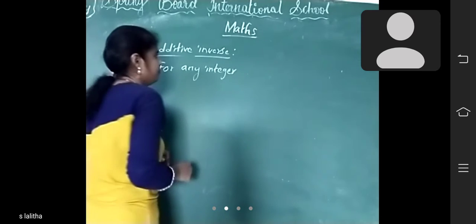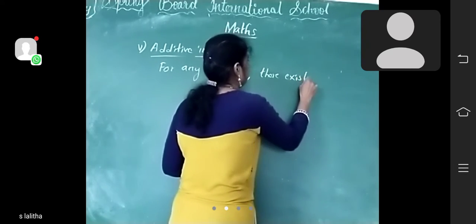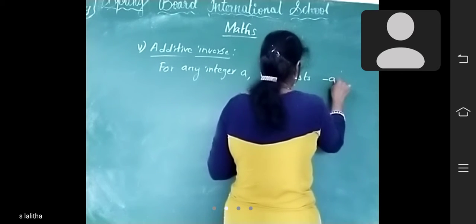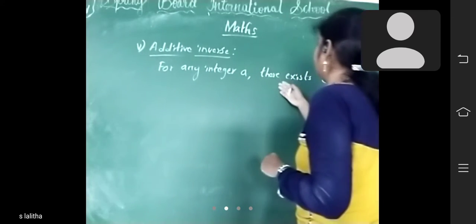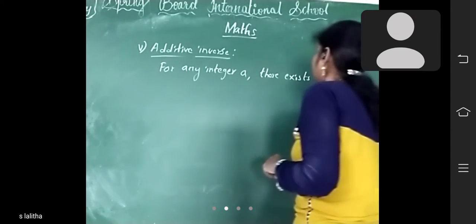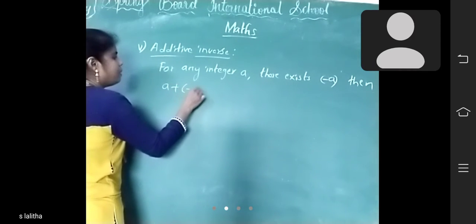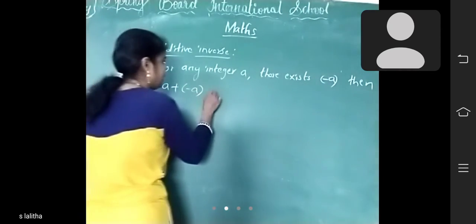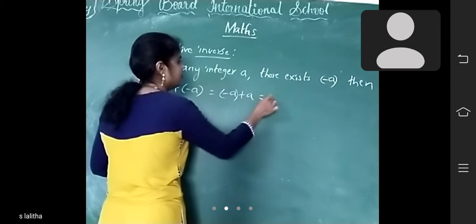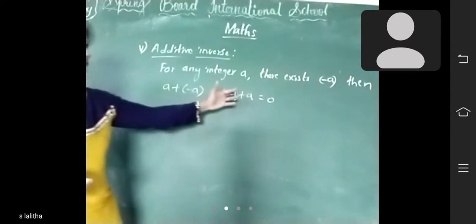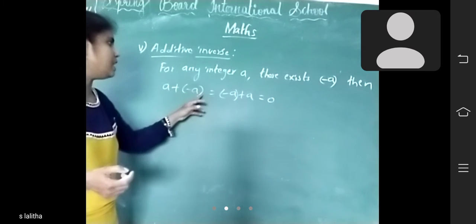Next property is additive inverse. For any integer a, there exists -a, then a plus -a is equal to -a plus a, which is equal to 0.